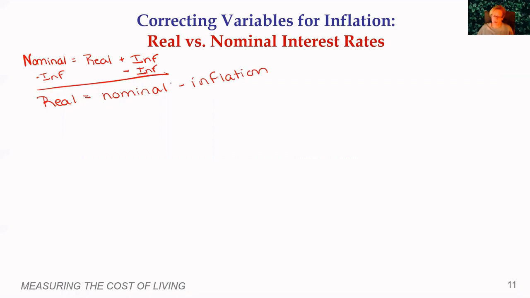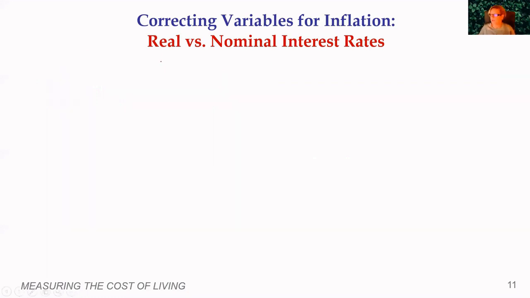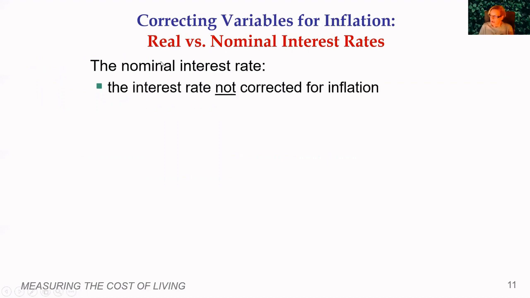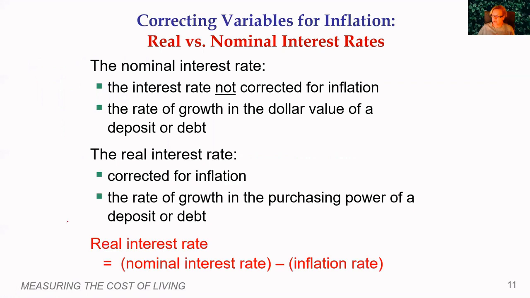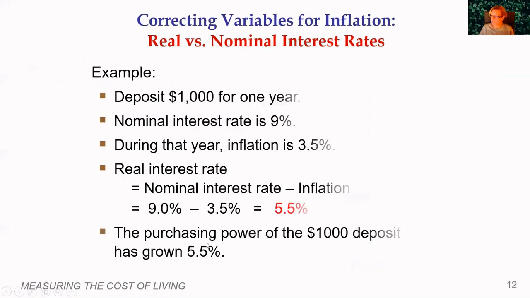So we can change this around a little bit as well. So again, nominal is not corrected, but the real is corrected. And this is what I want you to remember for the test right here, is how we get to the real rate. Again, it is just by subtracting that inflation from both sides of the equation.